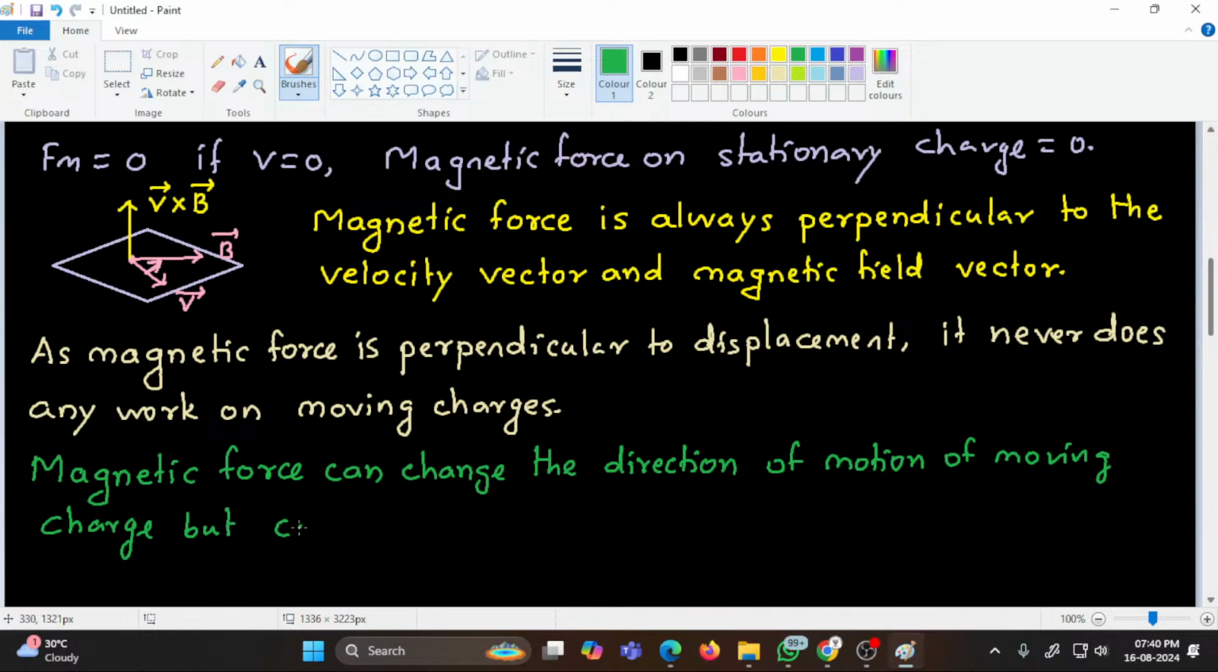But can never change the speed of the moving charge. Can never change the speed of the moving charge. So these are the characteristics of magnetic force.